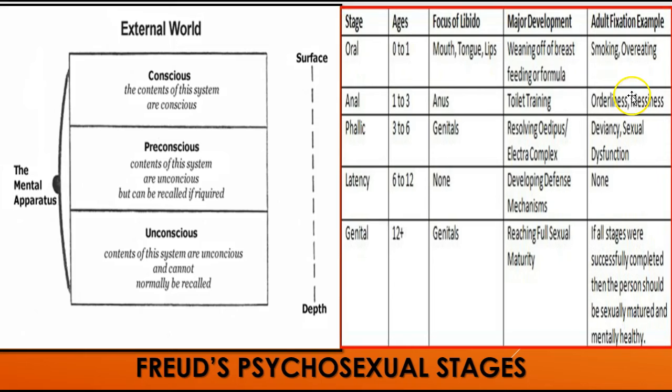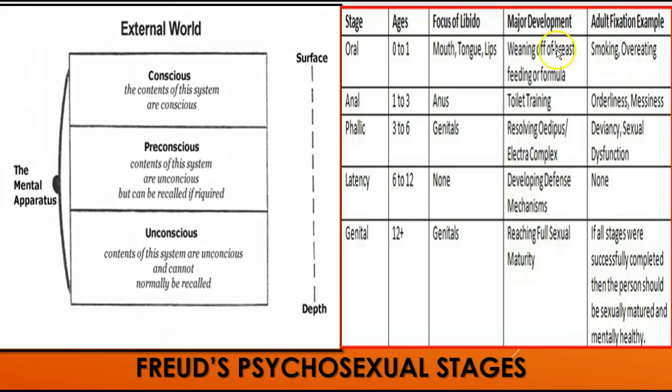Certain things go on. If they don't accomplish certain things, they have certain crises and anxieties. Of course, his first stage of development is the oral stage, ages 0 to 1. The libido focuses on the mouth, the tongue, and the lips, and everything we know from infancy they put into their mouths. He said the major developmental crisis here is weaning off the breast and the feeding of formula.